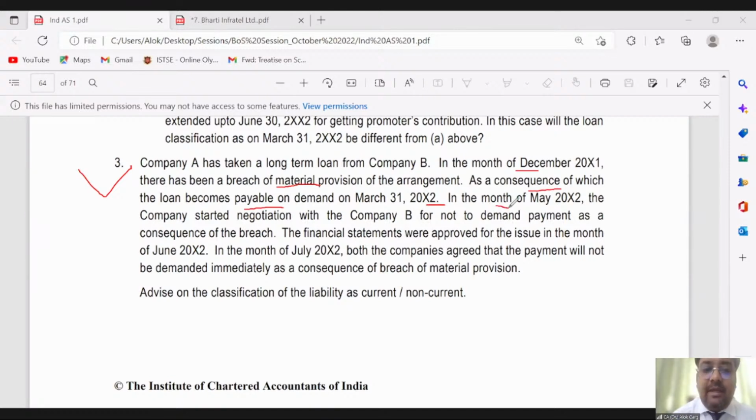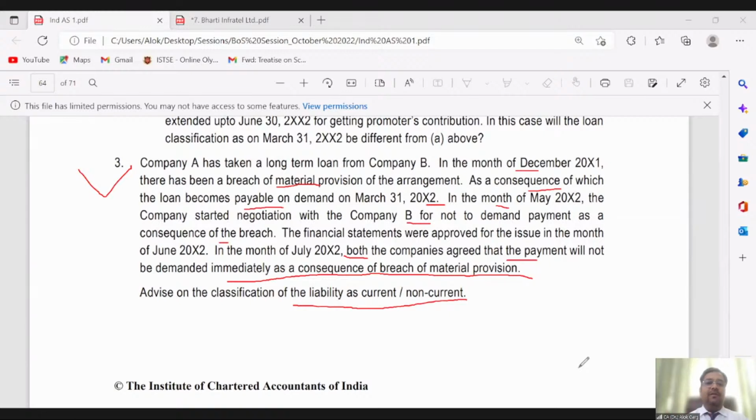In the month of May, the company started negotiation with company B not to demand payment as a consequence of the breach. The financial statements were approved for issue in the month of June. So it is a post-balance sheet event. In the month of July, both the companies agreed that the payment will not be demanded immediately as a consequence of breach of material provision. So guys, advise on the classification of the liability as current or non-current.